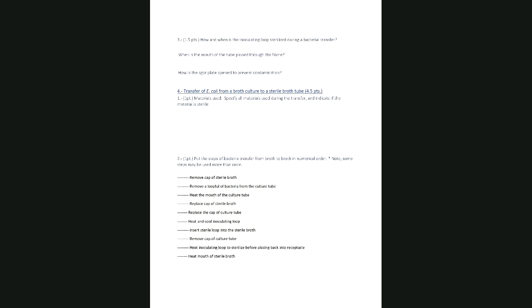Okay. I think this should be fairly easy. Let's see what else is there. I think the transfer is indicative that the material is sterile. All right, any questions? Remove cap. Okay, that's good. We talked about that.